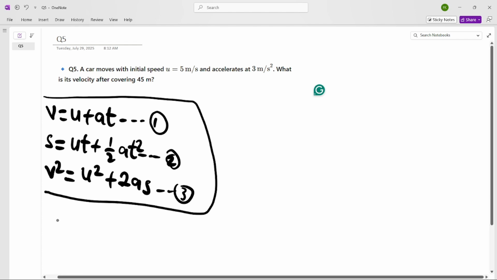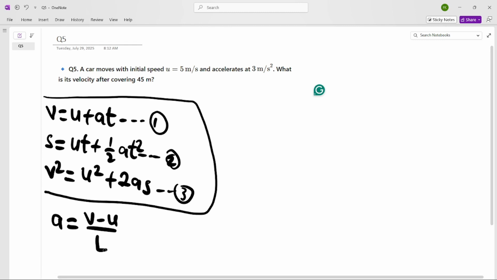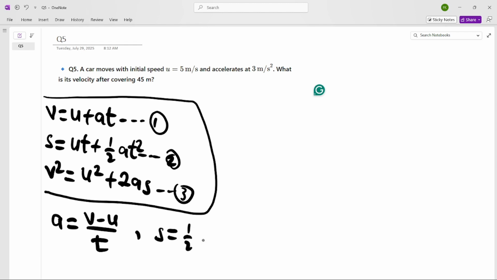But externally, we have some like A is equal to V minus U all over T. And we also have S is equal to half into bracket U plus V multiplying T. These are the equations of motion that we use so far. So what you do is that you read the questions, you write your parameters down. Based on the parameters that you have, you choose the equation that can help you. Okay, so let's try with this one.